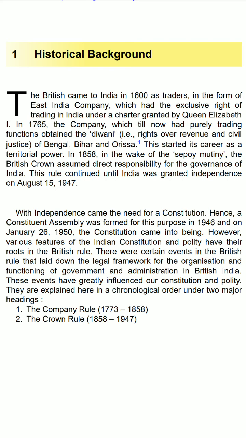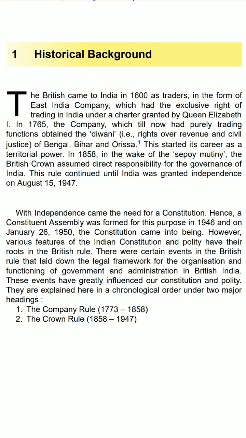The British came to India in 1600 as traders in the form of East India Company, which had the exclusive right of trading in India under a charter granted by Queen Elizabeth I. In 1765, the company, which till now had purely trading functions, obtained the Diwani, that is, rights over revenue and civil justice of Bengal, Bihar, and Orissa. This started its career as a territorial power.